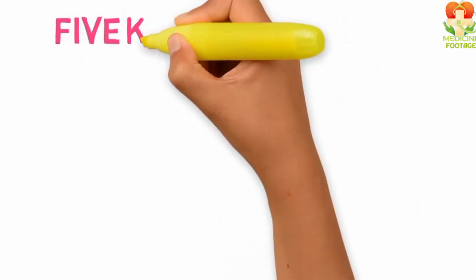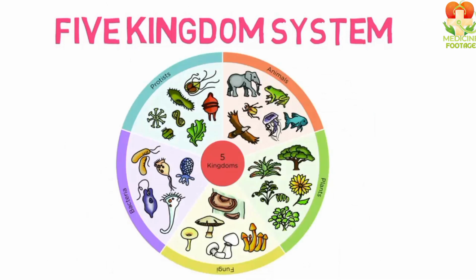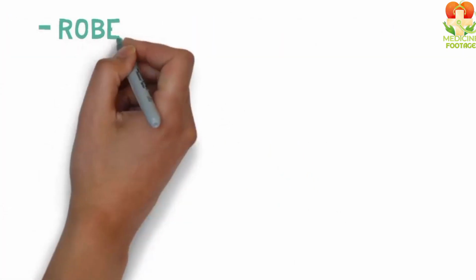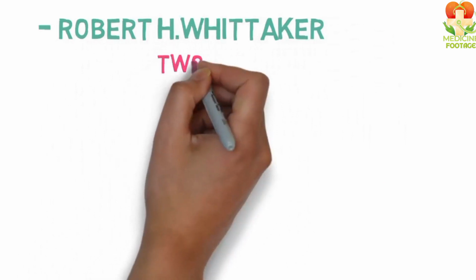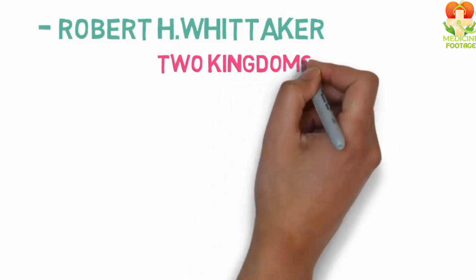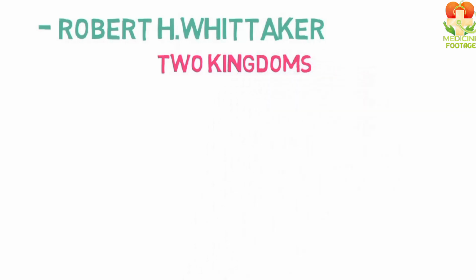Today's topic is the five kingdom system. In this world, all living beings have been divided into five kingdoms. The five kingdom system was introduced by a scientist named Robert H. Whittaker. Before this, we only had two kingdoms. One was the plant kingdom and the other was the animal kingdom.